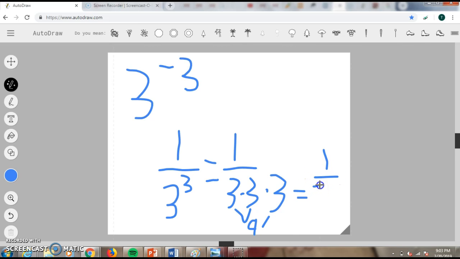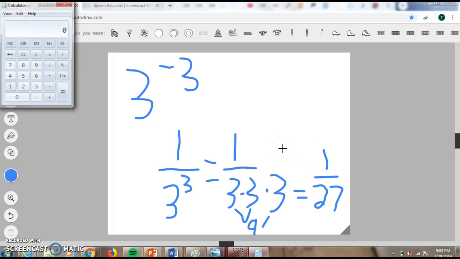over 27. If it asks you to get this in a decimal form of 1 over 27, once again you can use the calculator function and just do 1 divided by 27, and you'd get this decimal here if it asks for that, like one of the quiz questions.